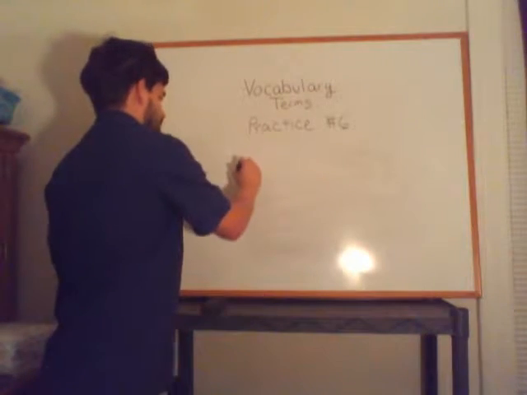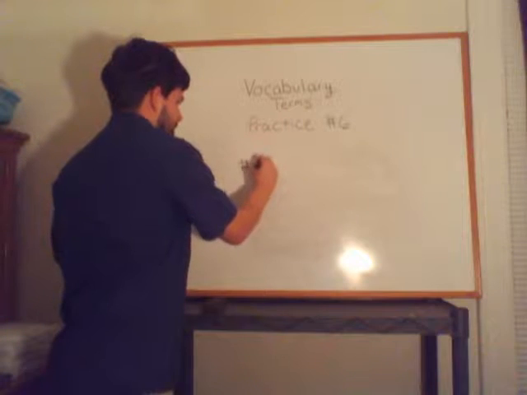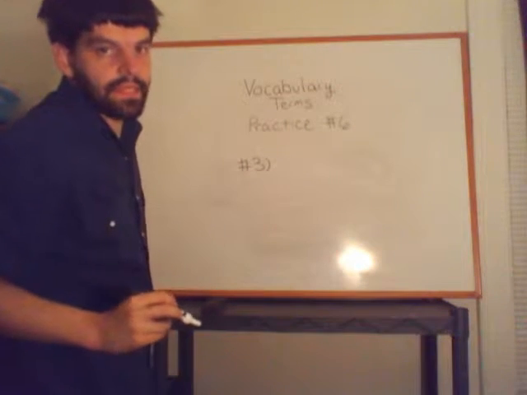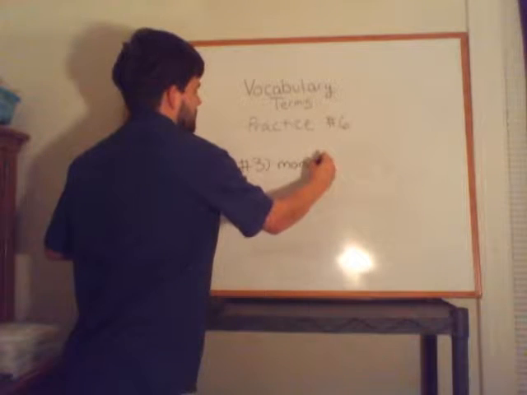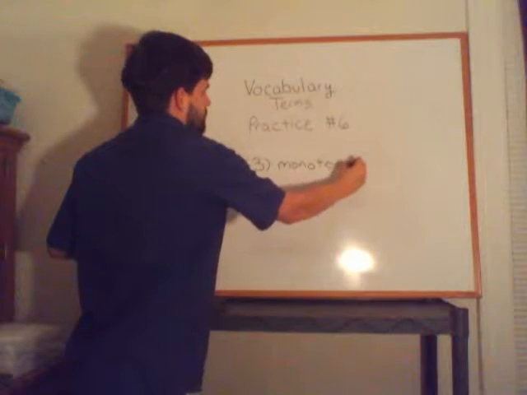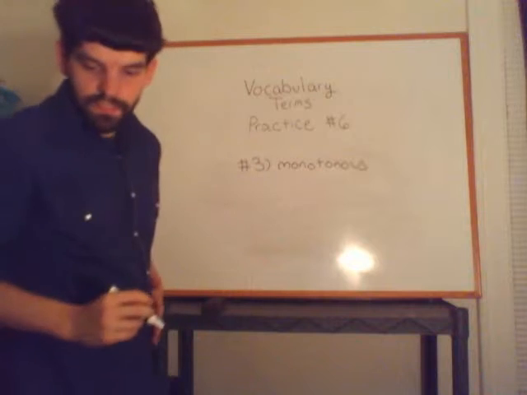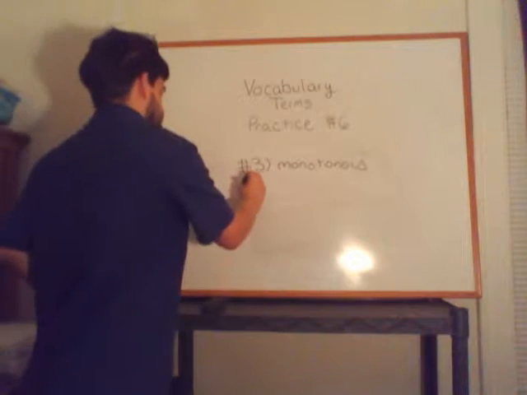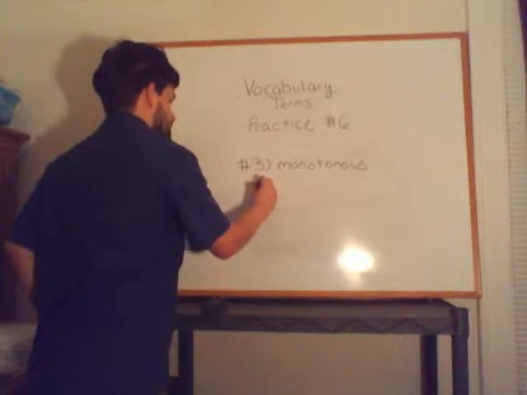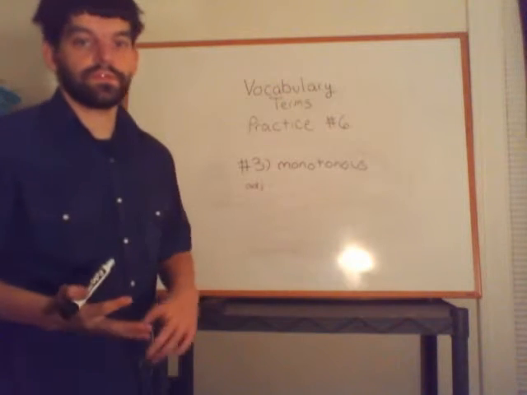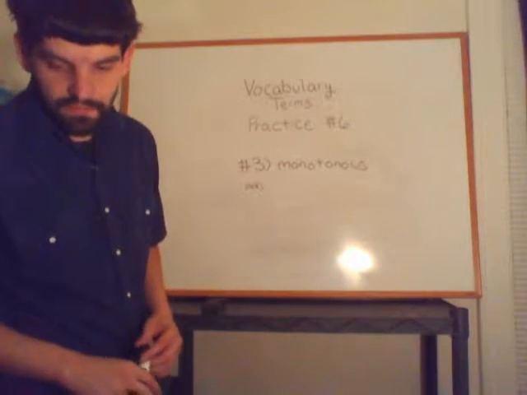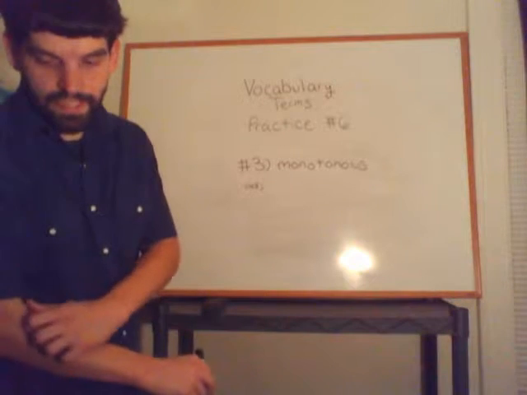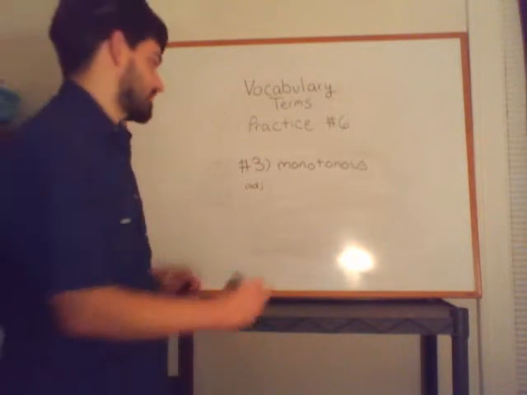Let's look at our next word. Alright. Our third word is the word monotonous. It is spelled M-O-N-O-T-O-N-O-U-S. Monotonous is defined as an adjective. I'm going to abbreviate that with ADJ. Remember, it describes a person, place, animal, or thing. So monotonous is defined as dull, tedious, and repetitious, lacking in variety and interest.